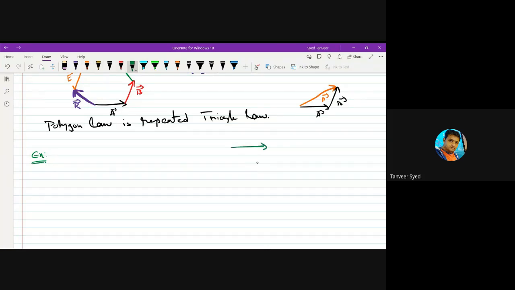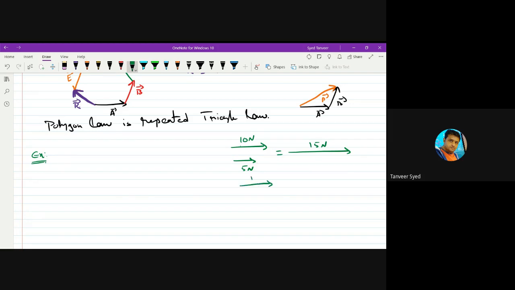This is 10 Newton force. This is 5 Newton force. If I add these two, what do I get? 15 Newton. Newton force. Okay, fine.